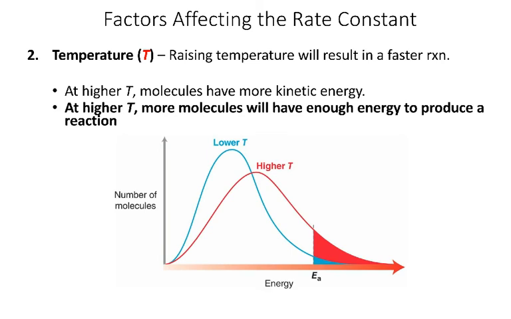Okay, so the activation energy is one factor that affects a rate constant. The rate constant is also dependent on temperature, and in general, raising the temperature will result in a faster reaction. Now, this is a different graph than we had on the last slide. This shows us the distribution of energies for molecules at a given temperature. And in general, when we're at lower temperatures, the average energy, which is represented by the peak in this distribution, is lower than the average energy at higher temperatures.